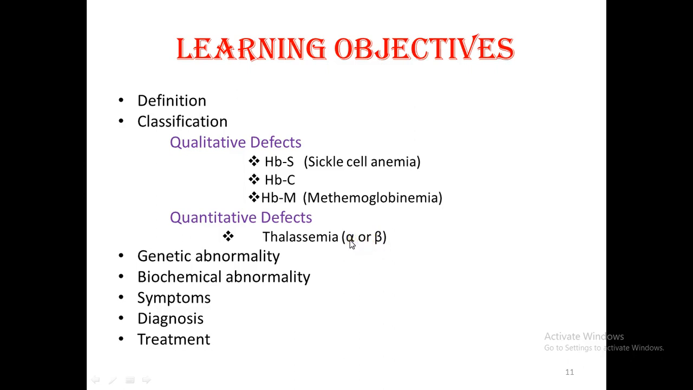In alpha thalassemia, the alpha chains of hemoglobin are not synthesized as much as they should be synthesized normally. In beta thalassemia, the beta globin chains of hemoglobin are not being synthesized adequately. Then they are further subdivided into subtypes, thalassemia minor, thalassemia major, etc.